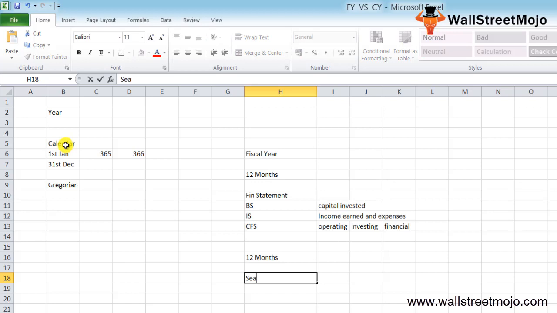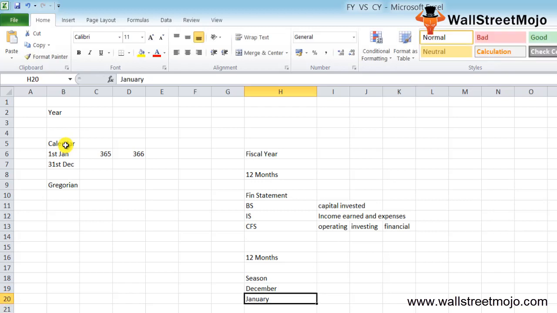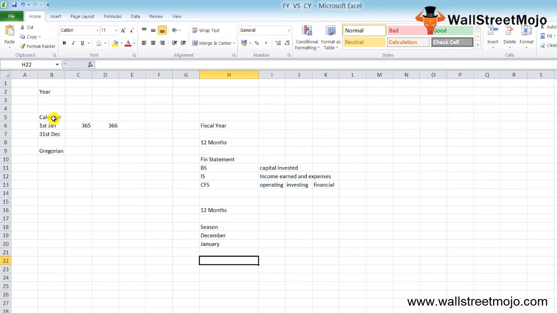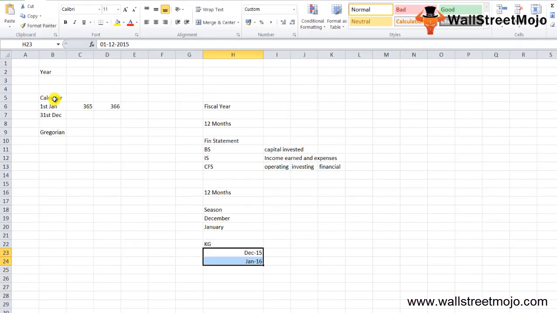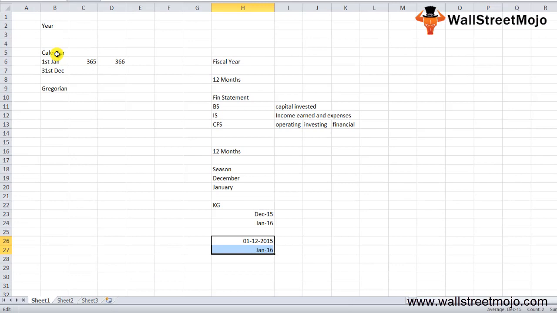Seasonality in the retailing business is generally seen in December, this month, and January, right? These are the holiday months where the sales are generally higher than in other months. So let's assume that the retailer KG had bumper sales in December 15 and, let's say, January 16. However, it underperformed in December 16, and let's make this 16 and this 17.